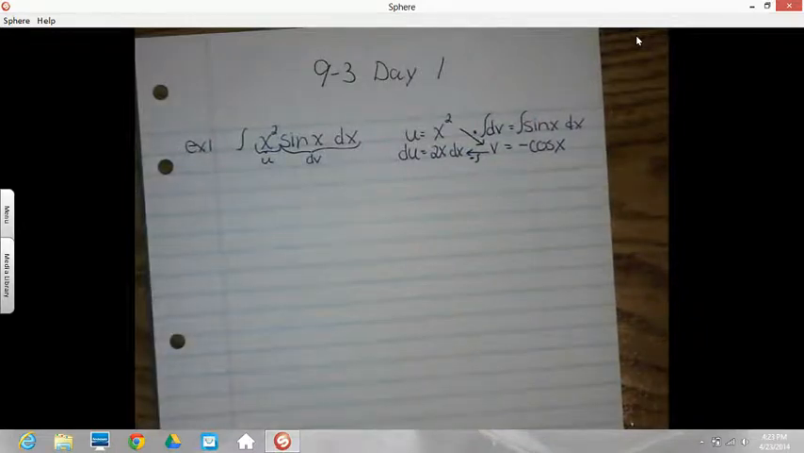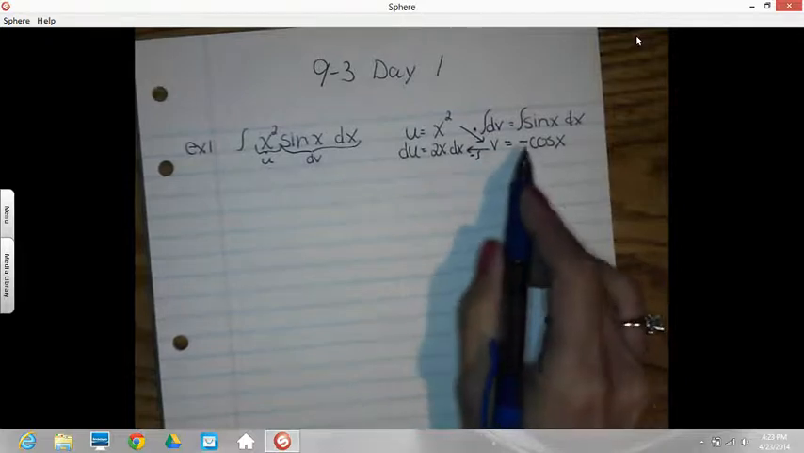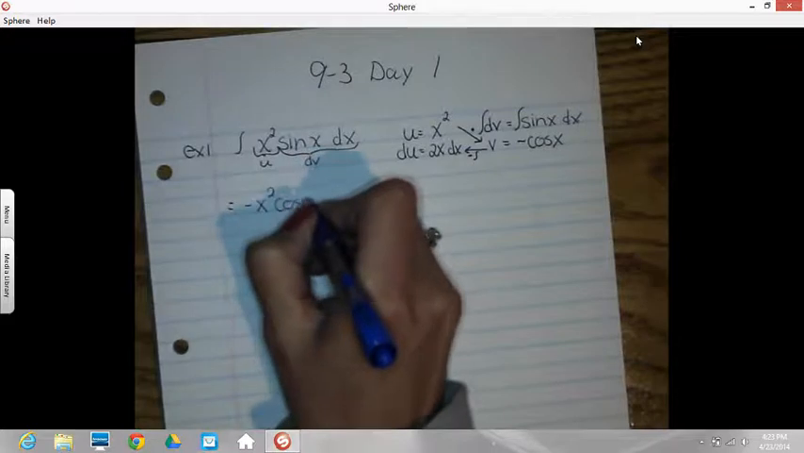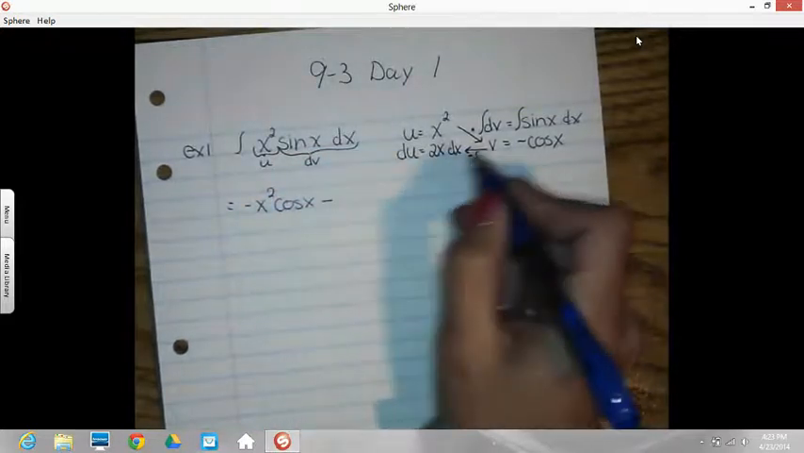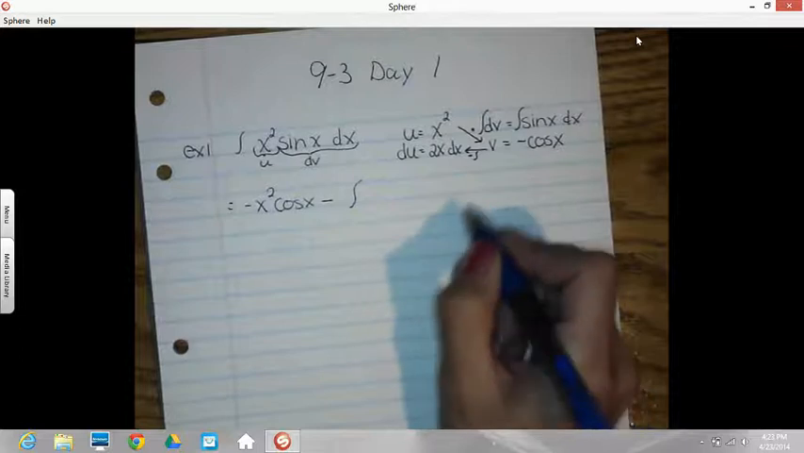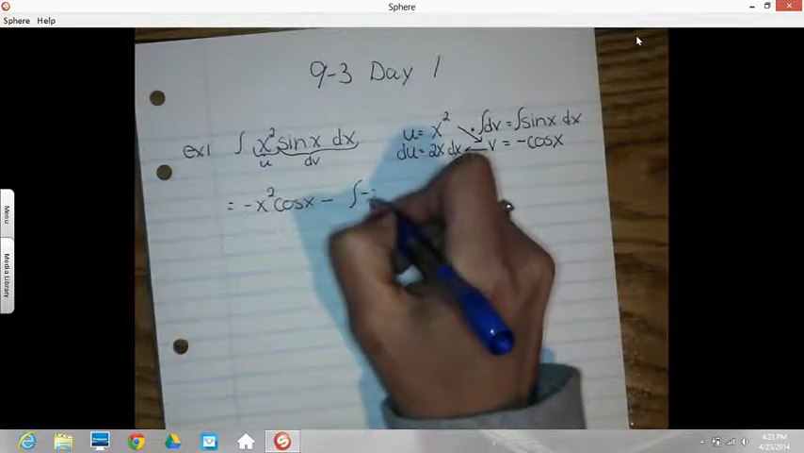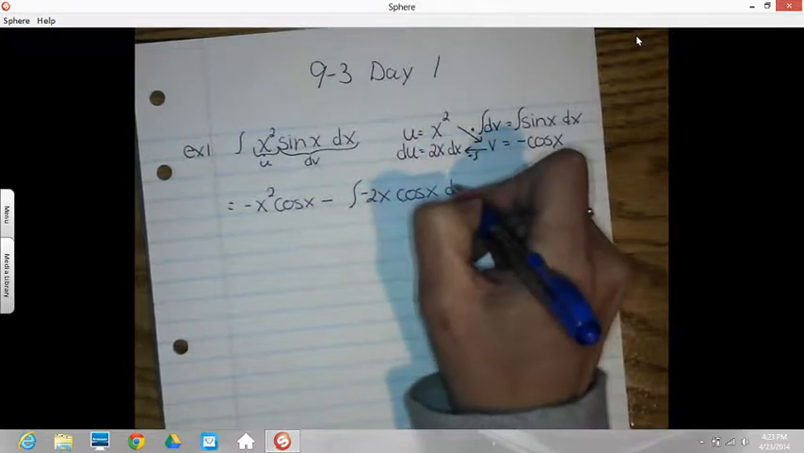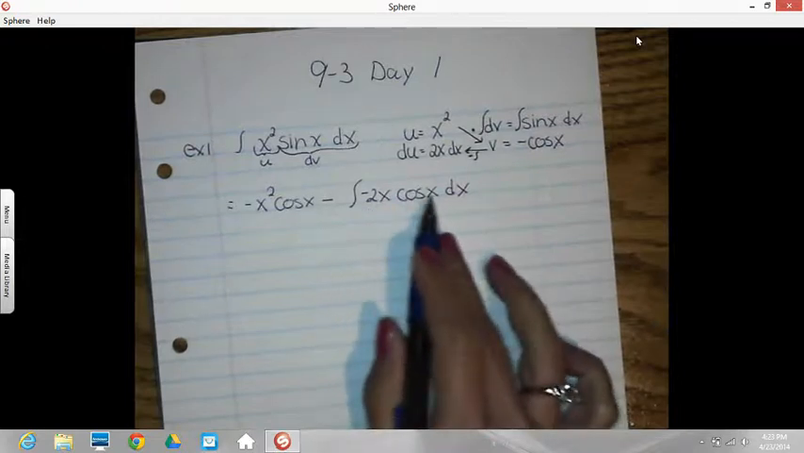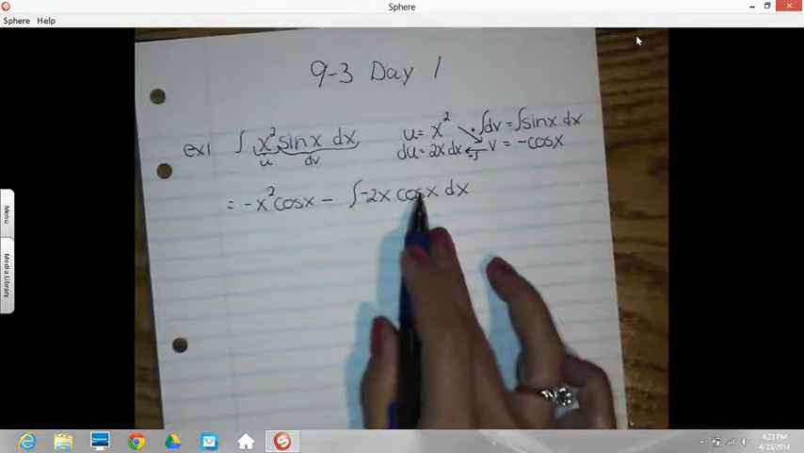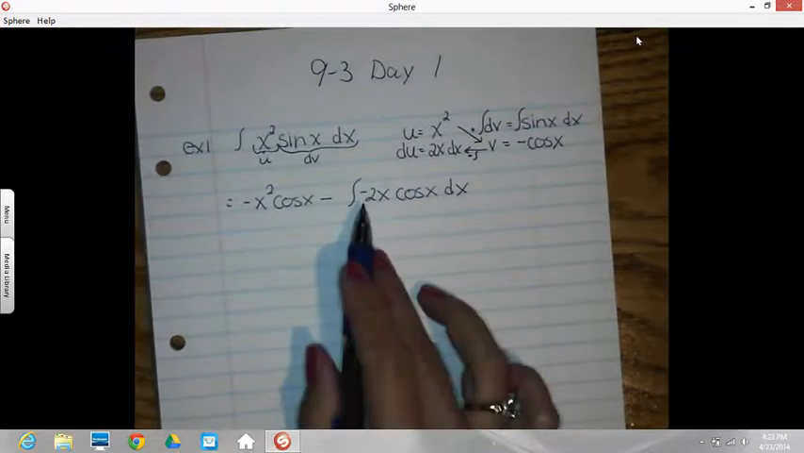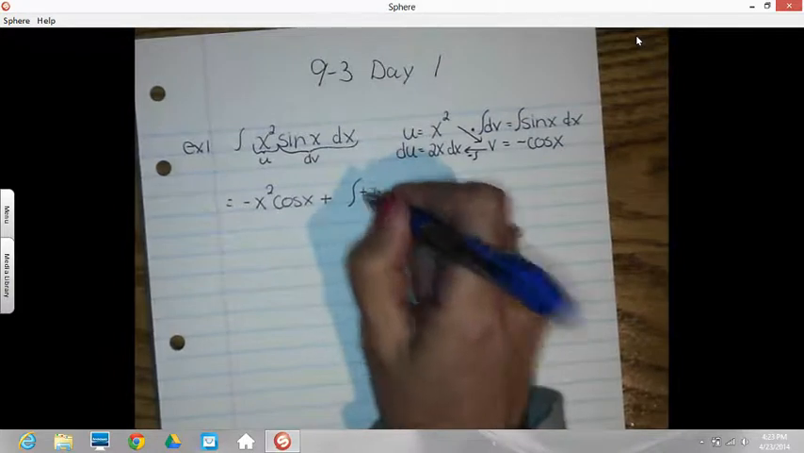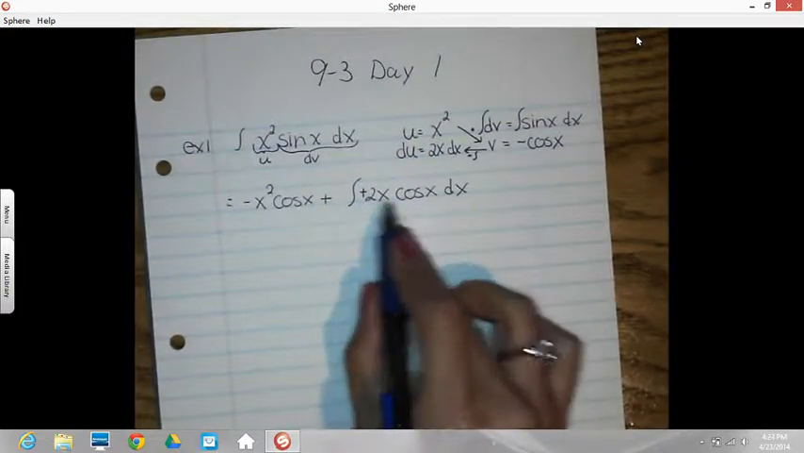Okay. So we will have a negative x squared cosine x minus this integral of negative 2x cosine x dx. Okay, looking to integrate this, I've got a product in here again, so I need to fix that. Before I get going though, I think I'm going to bring this negative out and make it positive. Now I'm going to do integration by parts with this integral here.